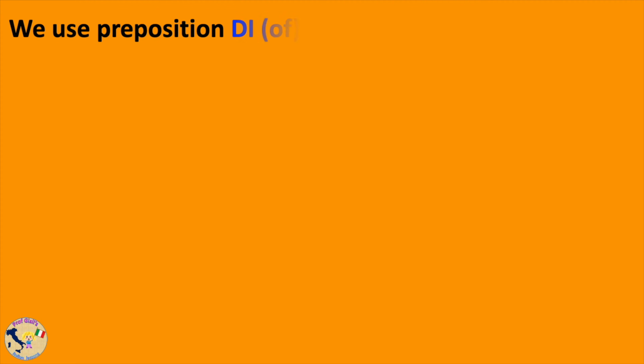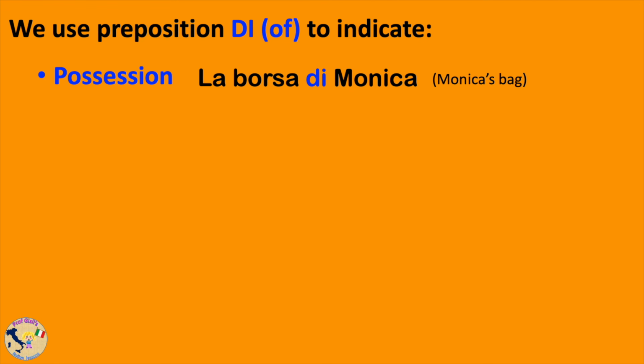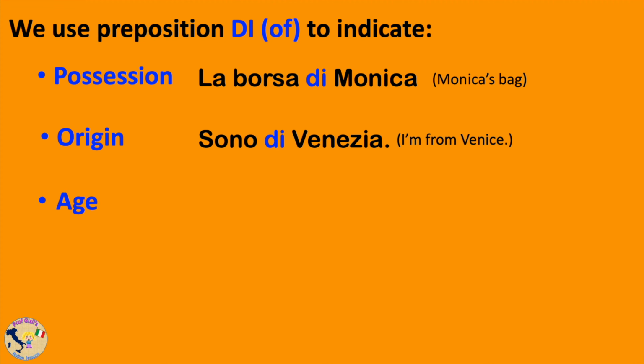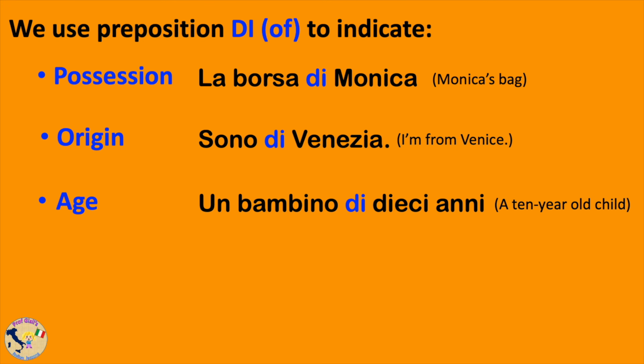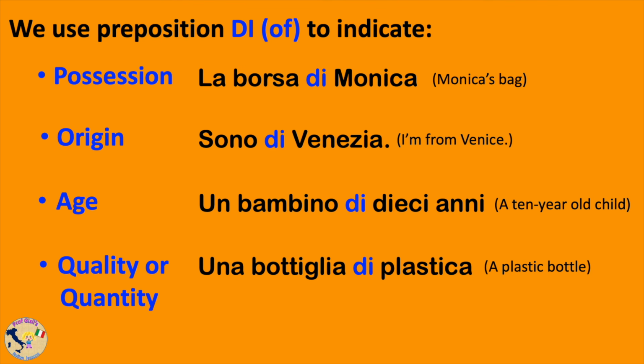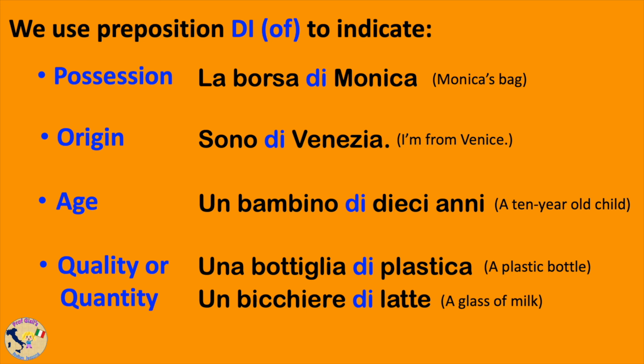We use preposition di, which is equivalent to English preposition of, to indicate possession, as in la borsa di Monica, origin, specifically where somebody is from, for example, sono di Venezia, age, as in un bambino di 10 anni, quality, like the material something is made of, and quantity. For example, una bottiglia di plastica, un bicchiere di latte, un libro di storia.